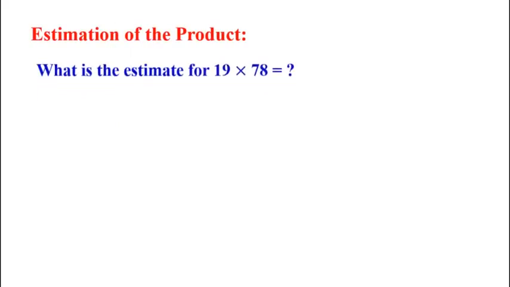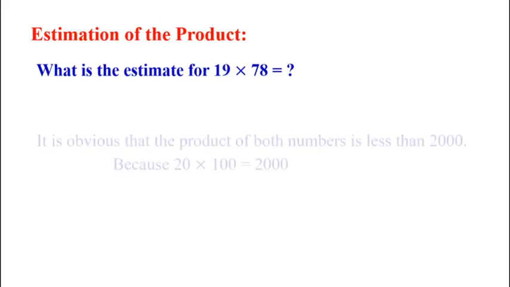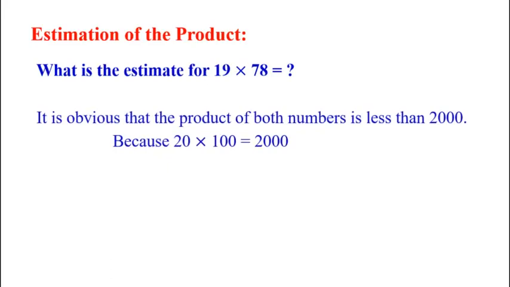Next, estimation of the product. What is the estimate for 19 into 78? It is obvious that the product of both the numbers is less than 2000 because 20 into 100 is 2000. So here 19 is less than 20 and 78 is less than 100. So their product must be less than 2000.